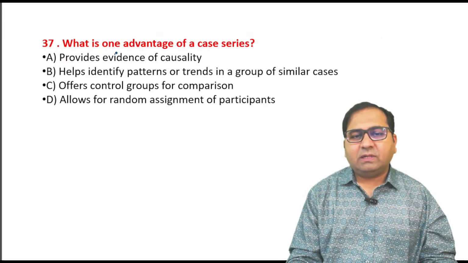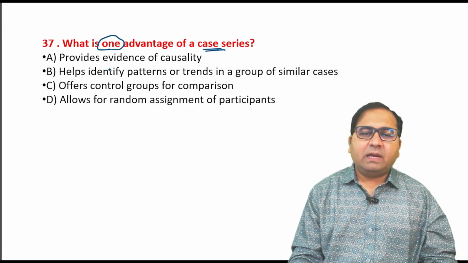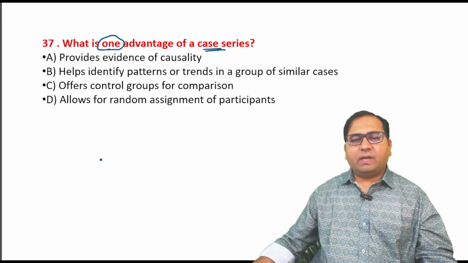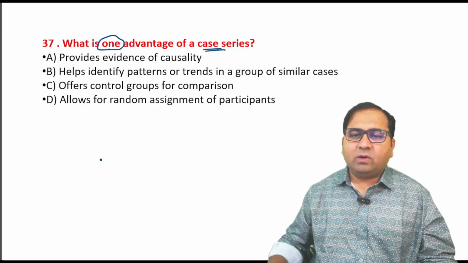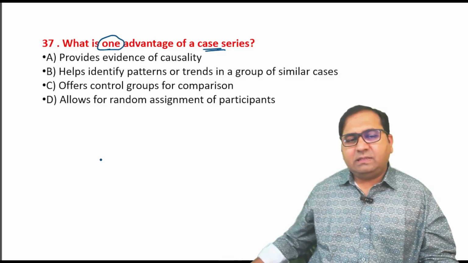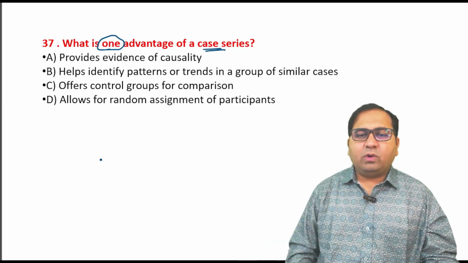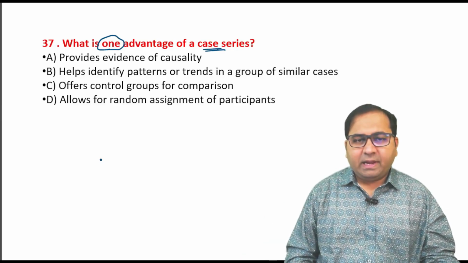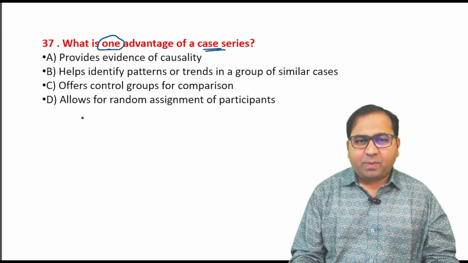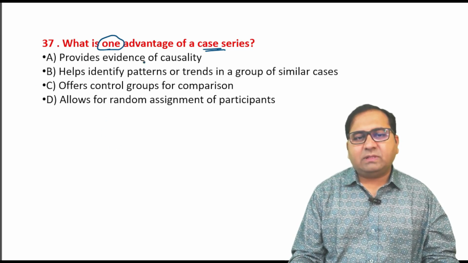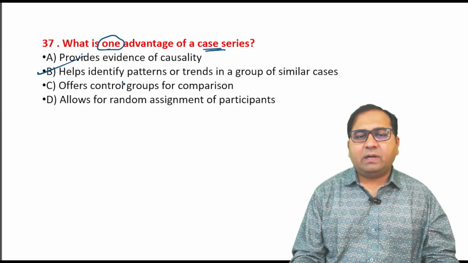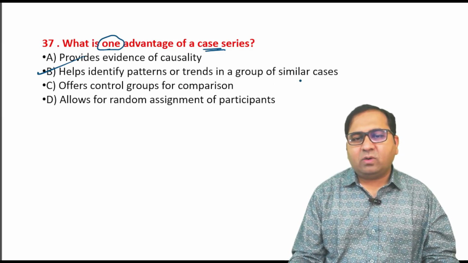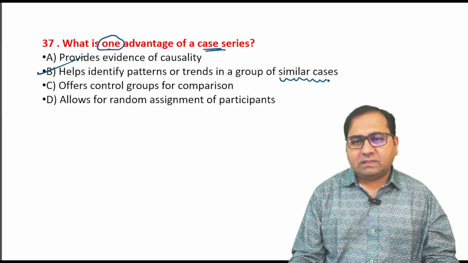What is one advantage of a case series? The options are A. It provides the evidence of causality. B. It helps to identify the patterns or trends in a group of similar cases. C. It offers control groups for comparison. Or D. It allows for random assignment of participants. So the answer for this question is very easy. It is B, that is, it helps to identify the patterns or trends in a group of similar cases.